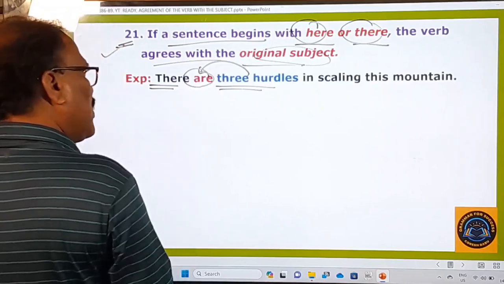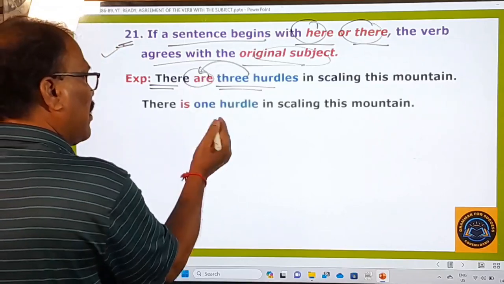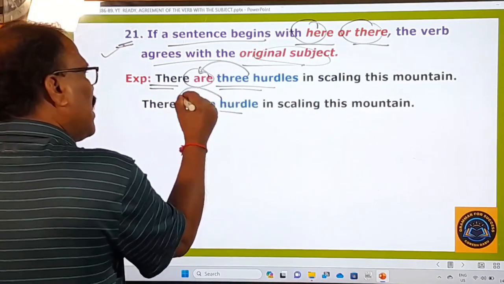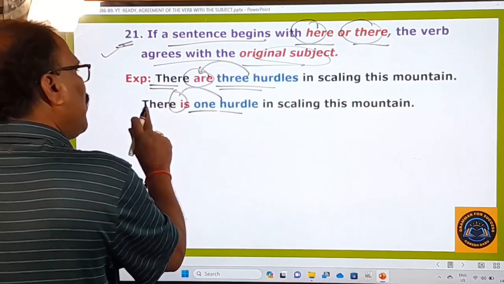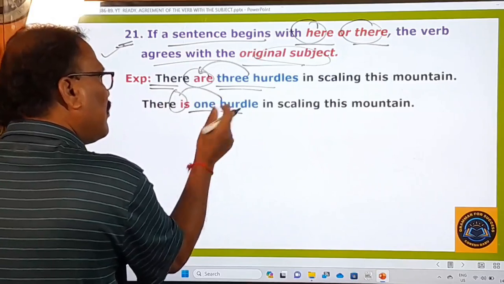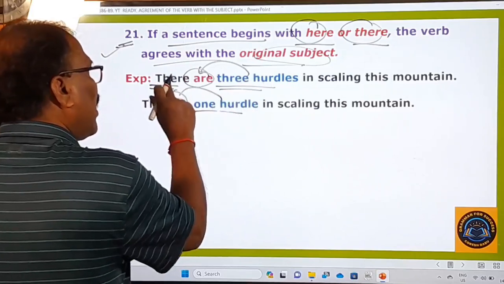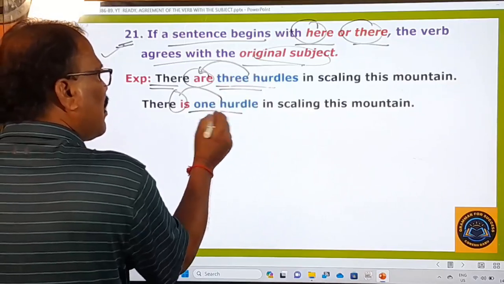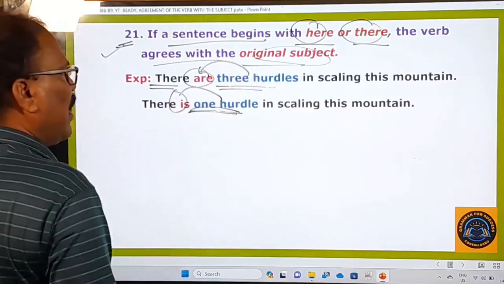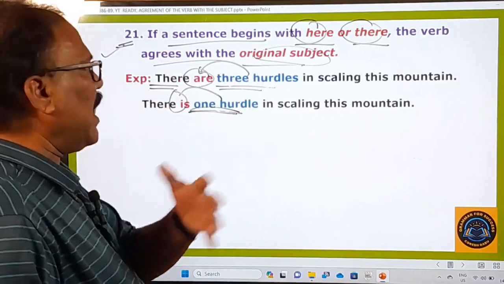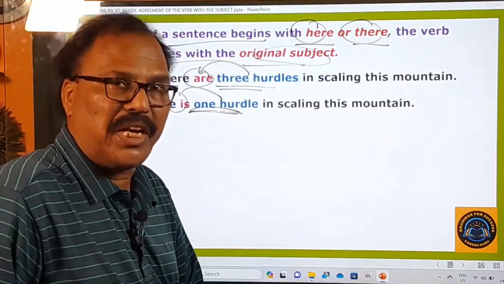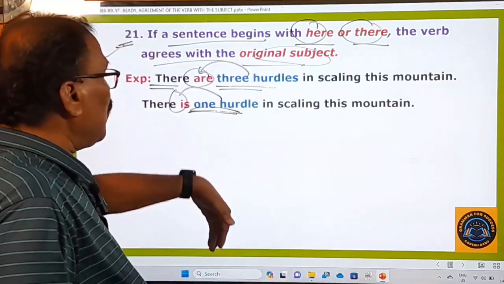Right. And one more example I'll give you to make you understand the difference. One hurdle. There is one hurdle in scaling this. So one hurdle means singular. Singular means therefore you have used is. Therefore you say there is one hurdle. Since there are more than one, then there are 3 hurdles. So this is the real subject. It's a style of sentence. You cannot say one hurdle is there in scaling this mountain. That's not the way of expressing the statement. You have to say there is one hurdle.